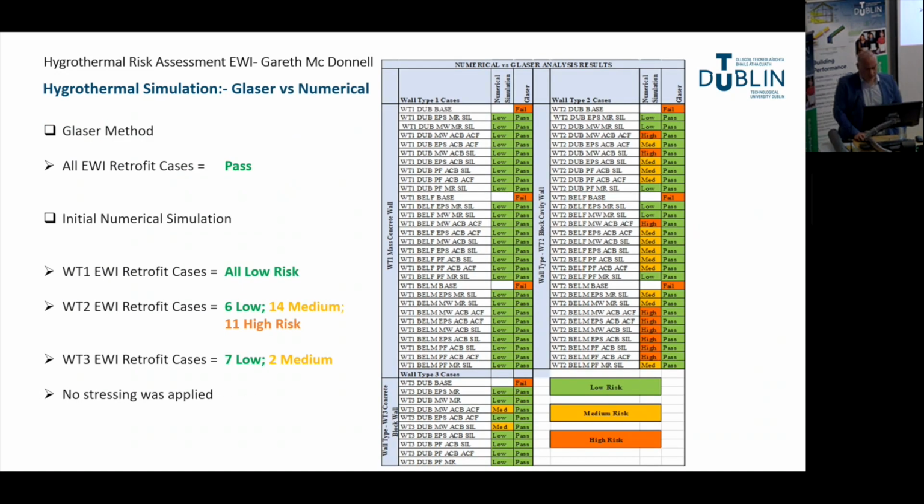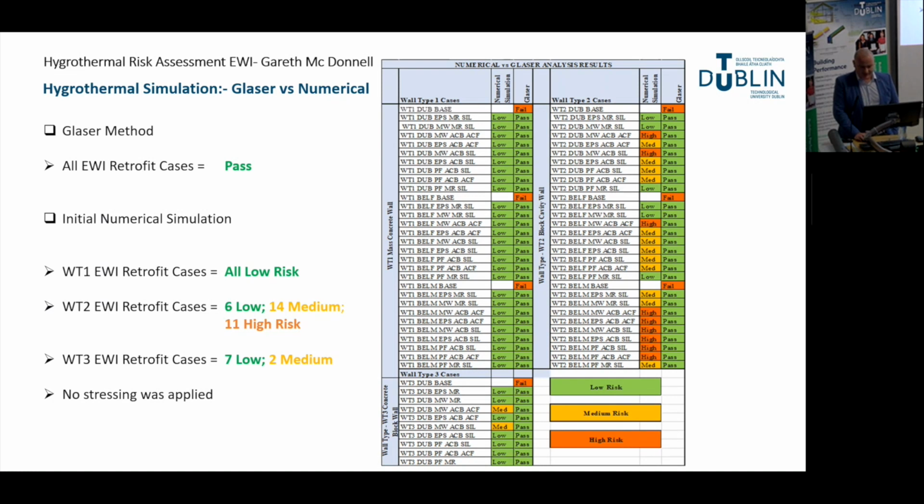So the initial numerical simulations were compared versus the Glaser. The table indicates a comparison of this. There were 70 cases in total. The table is split into two vertically, with wall type 1 and wall type 3 on the left-hand side and wall type 2 on the right-hand side.